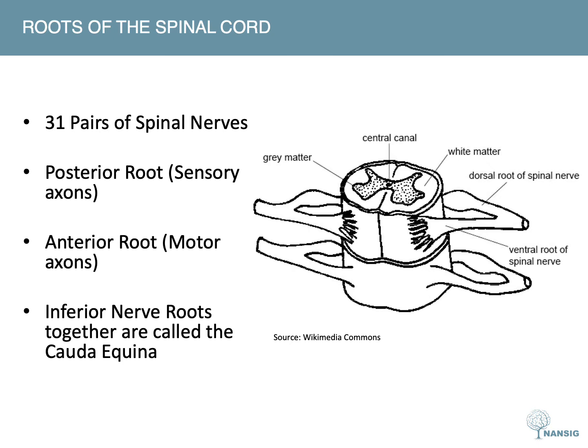The posterior root and rootlets contain only sensory axons, which conduct nerve impulses from sensory receptors in the skin, muscles, and internal organs to the central nervous system. Each posterior root has a swelling, the posterior root ganglion, which contains the cell bodies of sensory neurons. The anterior root and rootlets contain axons of motor neurons, which conduct nerve impulses from the central nervous system to effectors, such as muscles and glands.